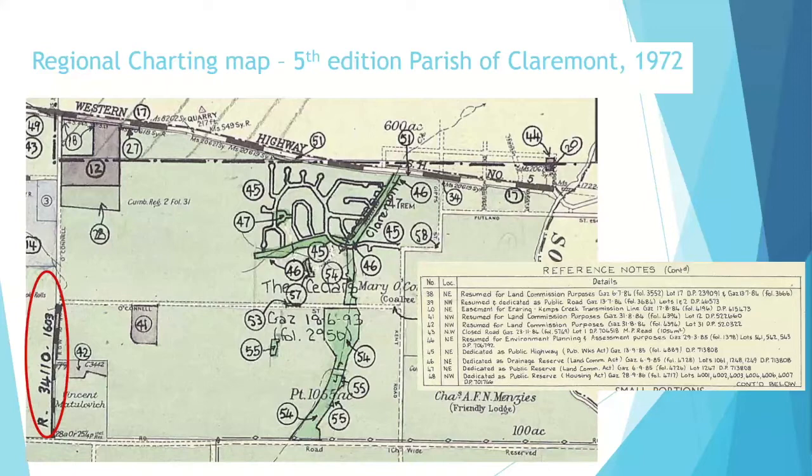And we also have in those round circles lots of reference notes that lead you to Government Gazette notices or to DP numbers, deposited plan maps, and so on.